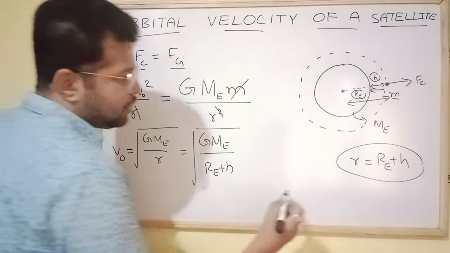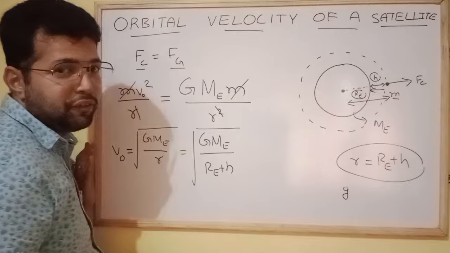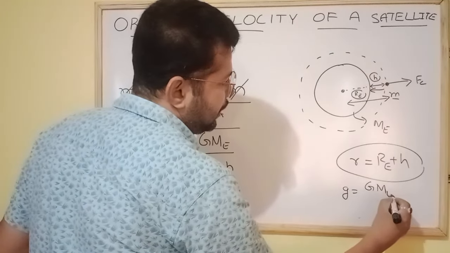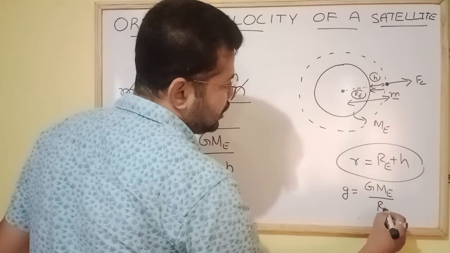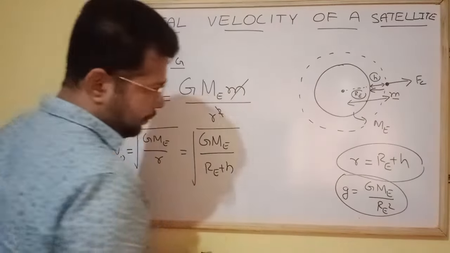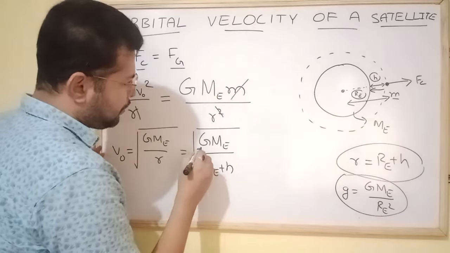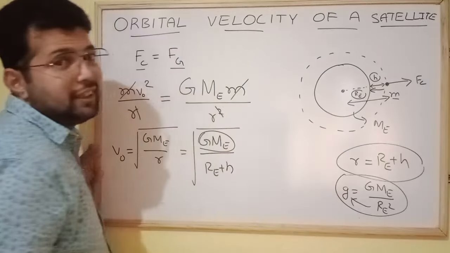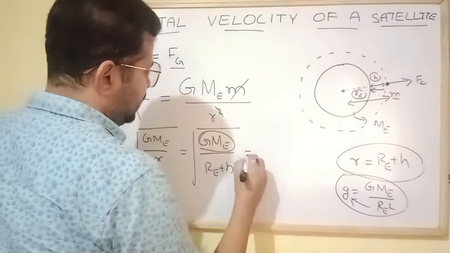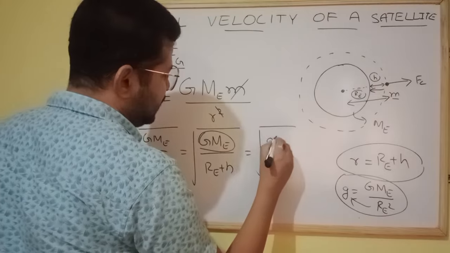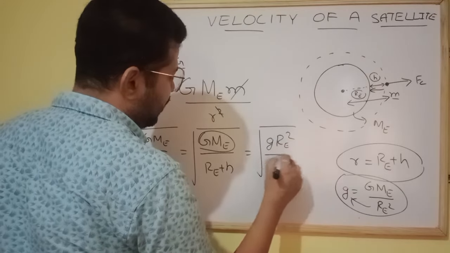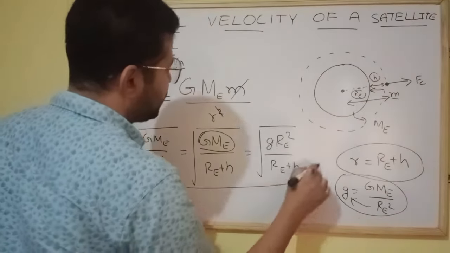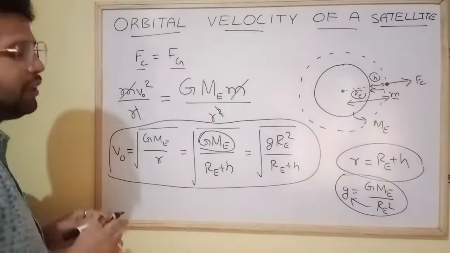Now one more thing: from the equation of acceleration due to gravity on the surface of earth, g can be written as g is equal to GMe divided by Re square. So we can substitute for this GMe; in the place of GMe, I can write gRe square. So this is equal to square root of gRe square divided by Re plus h. You can use any one of the forms as the equation of orbital velocity depending on the situation.